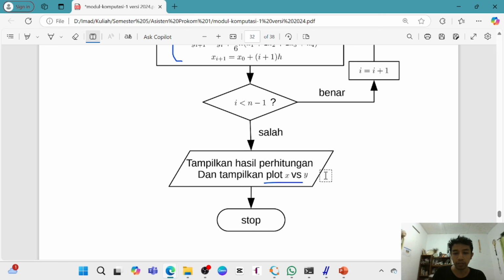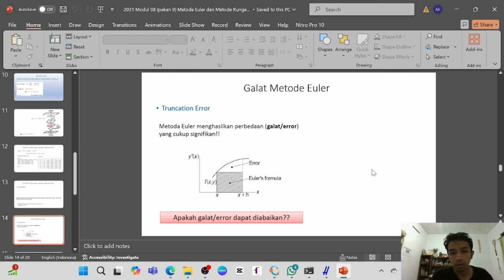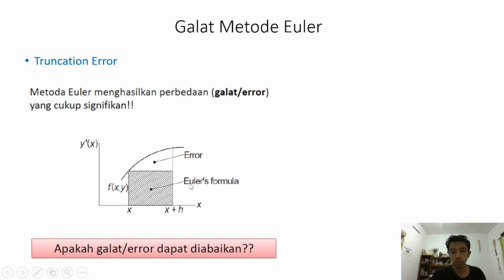Then we also plot this. Okay, quite safe. This is the illustration for the Euler method. We have the function. This is the x, this is the y. We have the function like this.